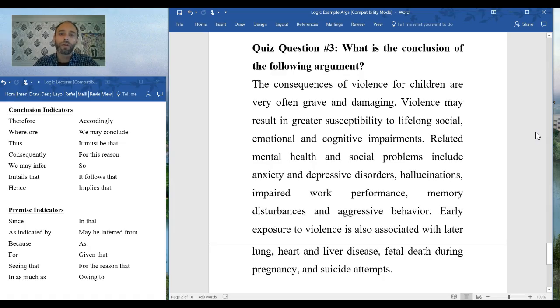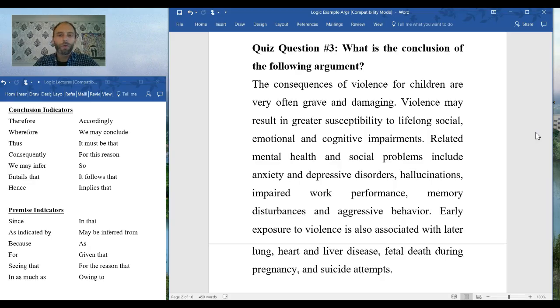What's the conclusion of the following argument? The consequences of violence for children are very often grave and damaging. Violence may result in greater susceptibility to lifelong social, emotional, and cognitive impairments. Related mental health and social problems include anxiety and depressive disorders, hallucinations, impaired work performance, memory disturbances, and aggressive behavior. Early exposure to violence is also associated with later lung, heart, and liver disease, fetal death during pregnancy, and suicide attempts.